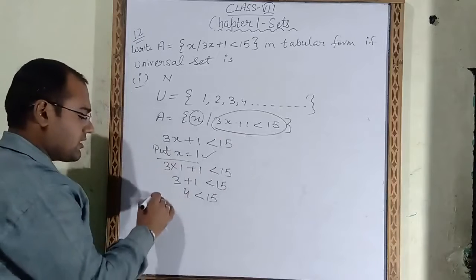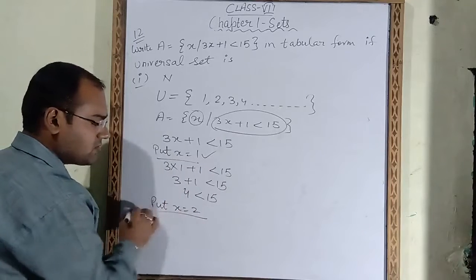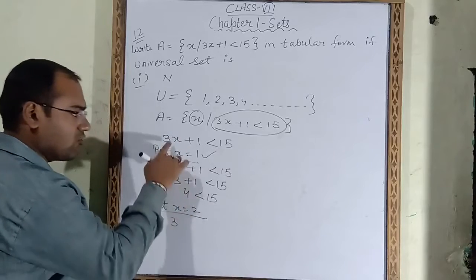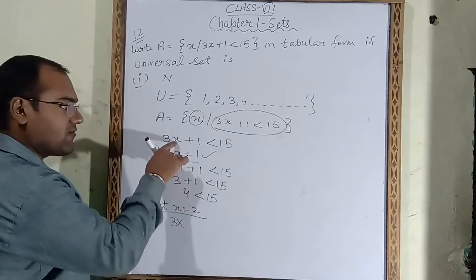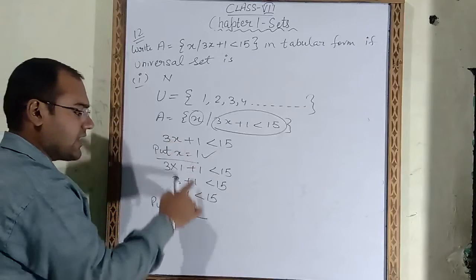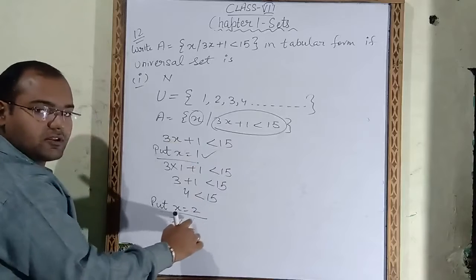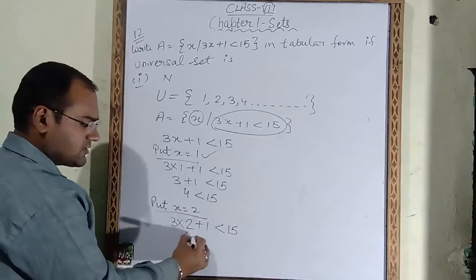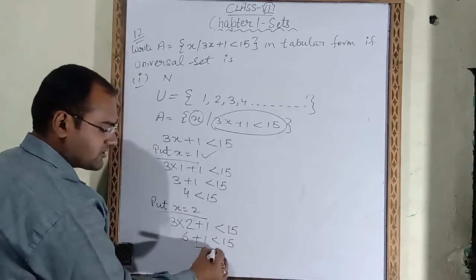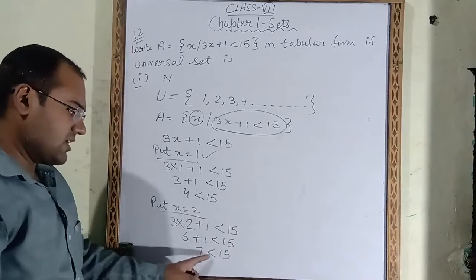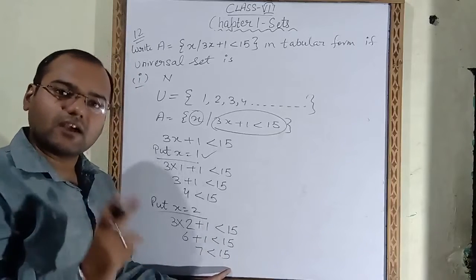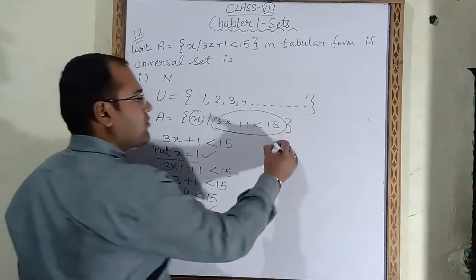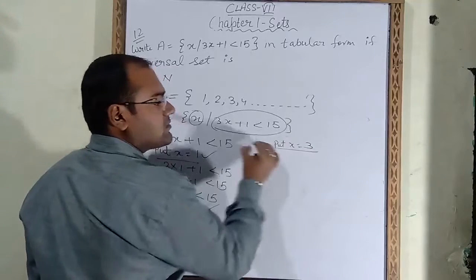Now similarly we will put x is equal to 2. 3, no sign is there, that means we have to take multiply. 3 multiply x, and in x we have to put 2. Plus 1 is less than 15. 3 twos are 6, plus 1 is less than 15. 7 is less than 15. This statement is correct. That means x is equal to 2 is correct. Similarly, we will put x is equal to 3.